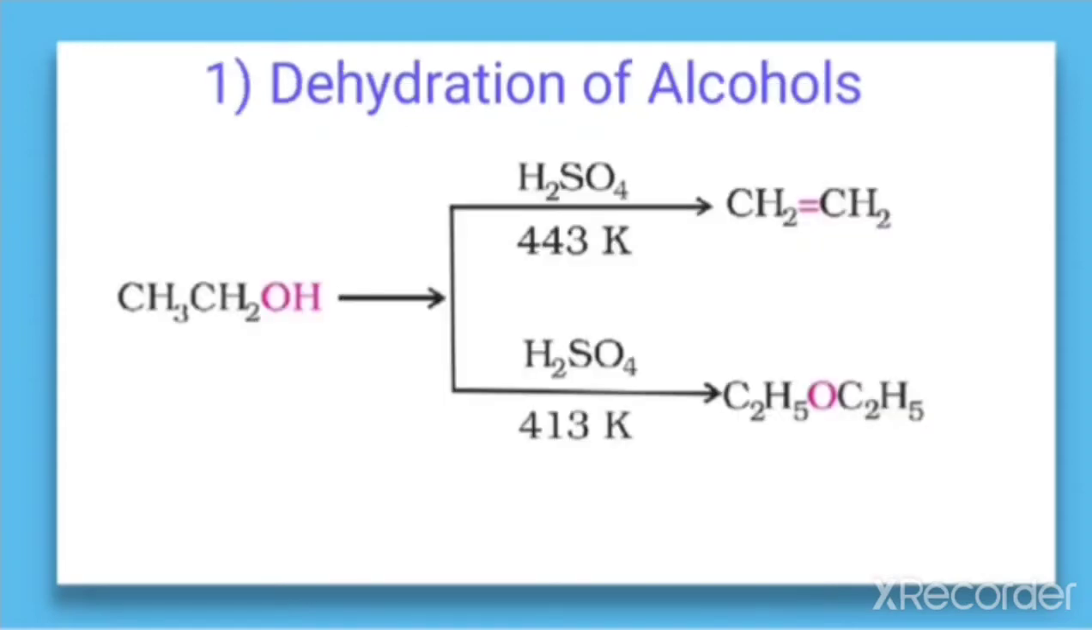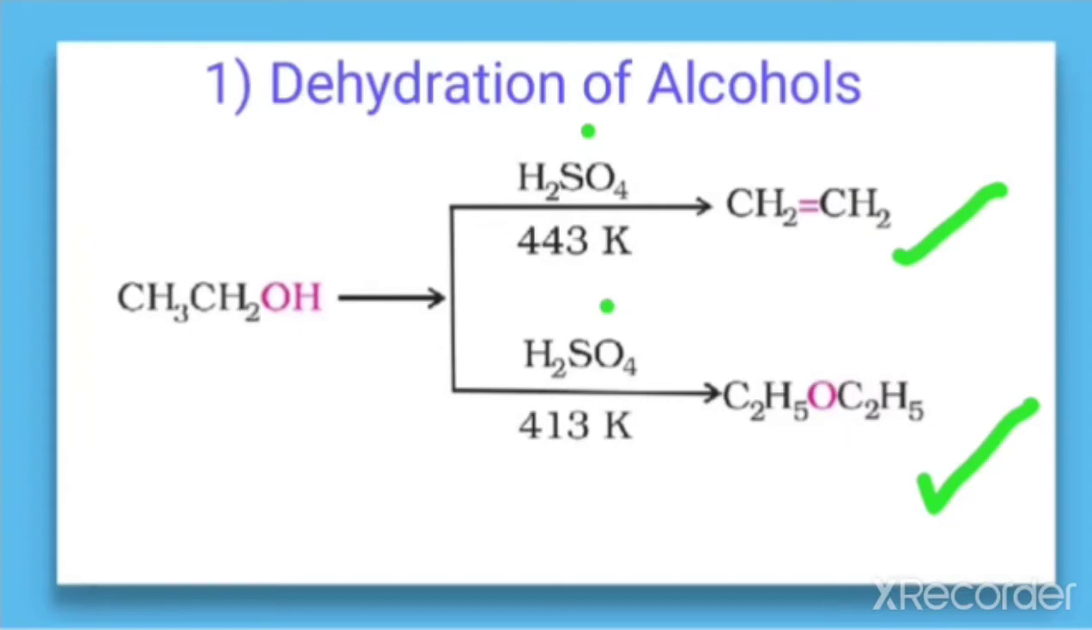First, dehydration of alcohols. As we have already discussed, alcohol on dehydration, that means removal of water, gives rise to alkene. But the dehydration of alcohol can also give rise to ether. That is, alcohols undergo dehydration in the presence of protic acid such as H2SO4, H3PO4, etc. to give either alkene or ethers. The formation of product, that is alkene or ether, depends upon the reaction conditions.